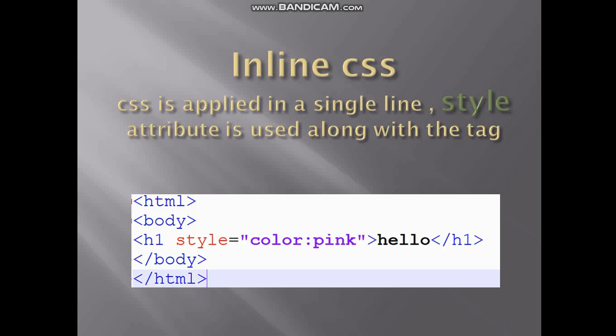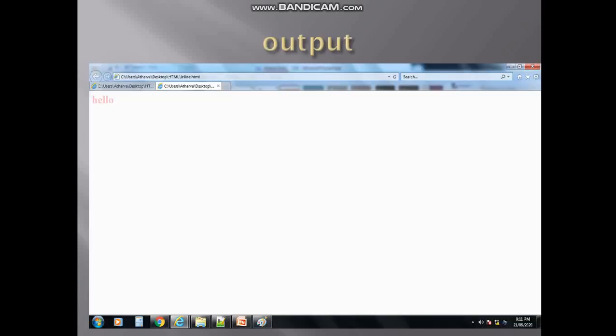So whenever you write hello hypertext, it will be enlarged to H1 plus its color will change to pink as I am using inline CSS. So style is used as an attribute of the H1 tag. So inline CSS is applicable for a single line. Now you can see the output. Here I didn't use anything, I am only showing how the hello works.